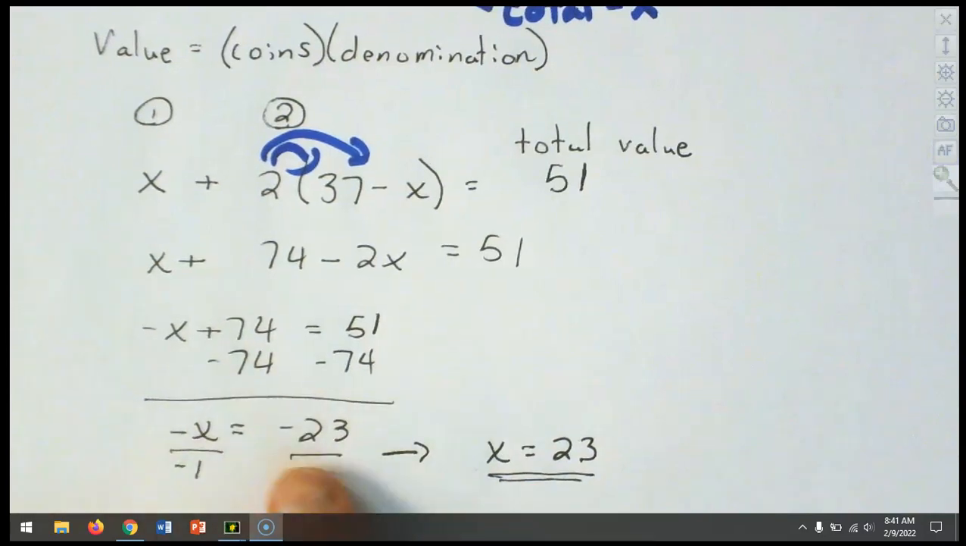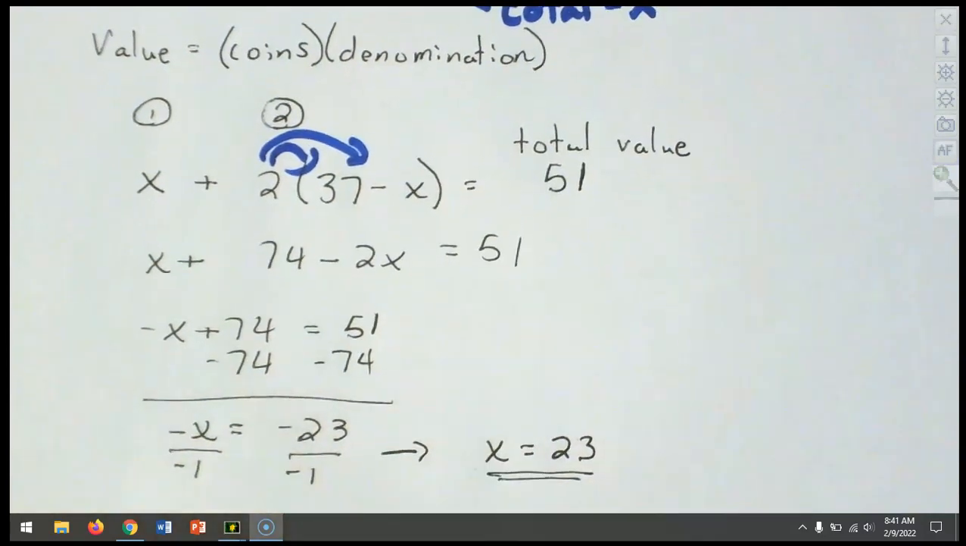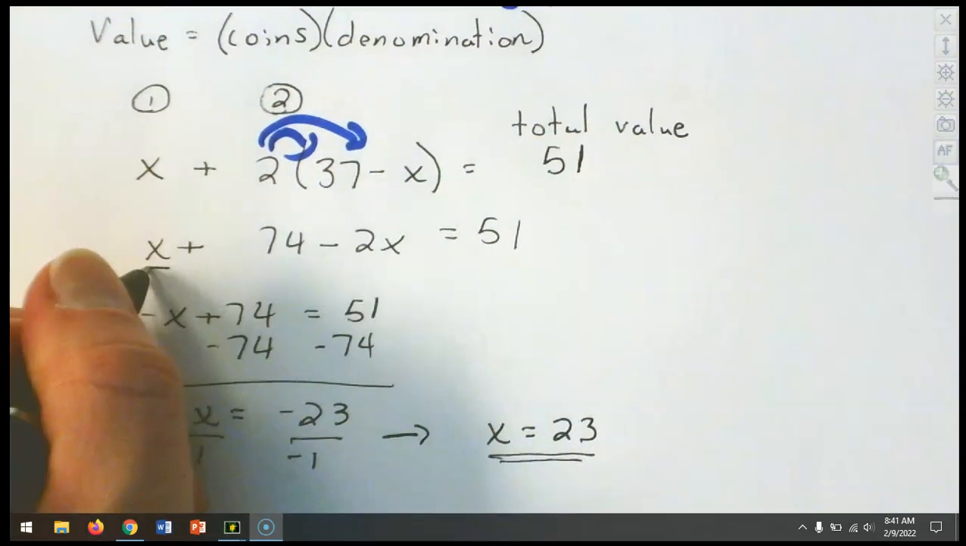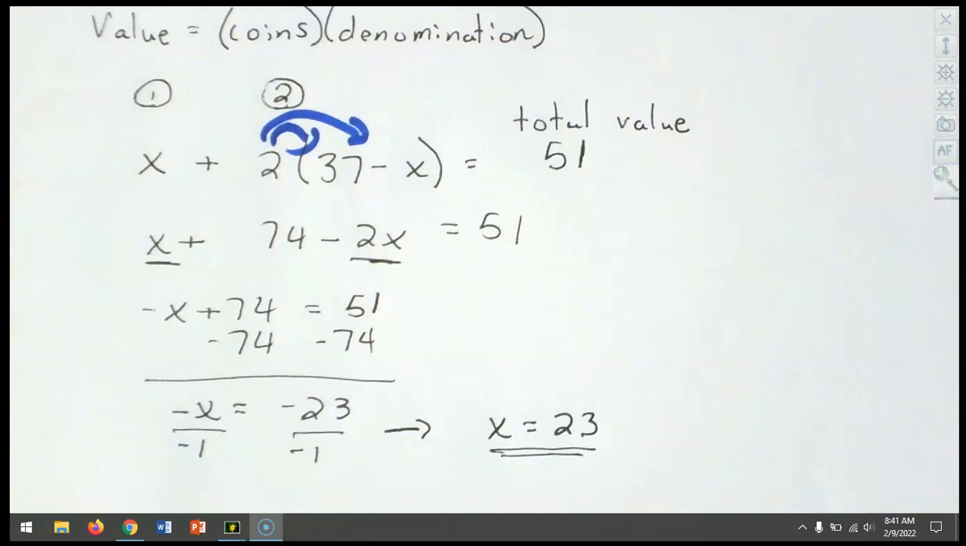But sometimes students will start doubting themselves at this step. How did we get the negative x? Well, we have a positive x and a minus 2x. Oh, okay. Yep. That makes sense now. Yep. Okay, does that make sense for everyone now? Okay, let's go ahead and answer our question.